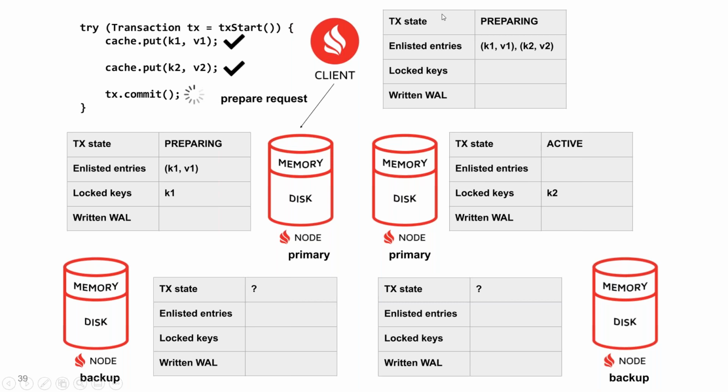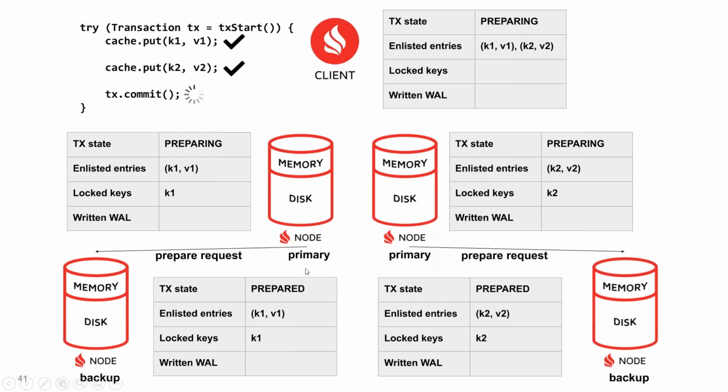So commit starts with preparing. Transaction, when we invoke commit, goes from active state to preparing state on client, and client node starts to distribute prepare requests to primary nodes. They turn the transaction to preparing state as well and delegate those requests to backup nodes. And at this point, entries are enlisted on both primary and backup.